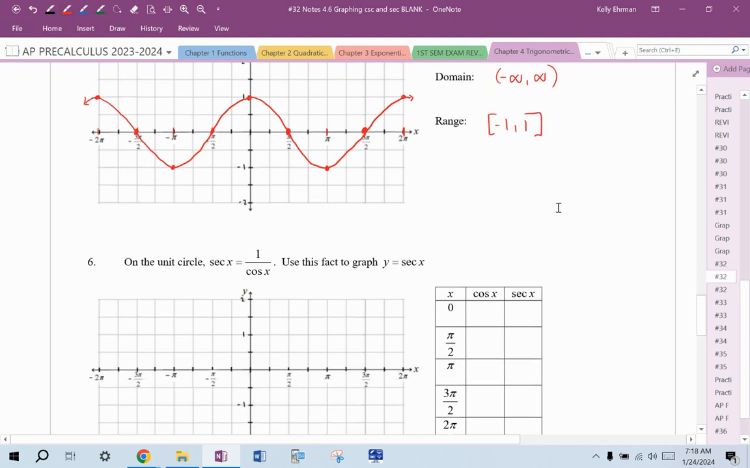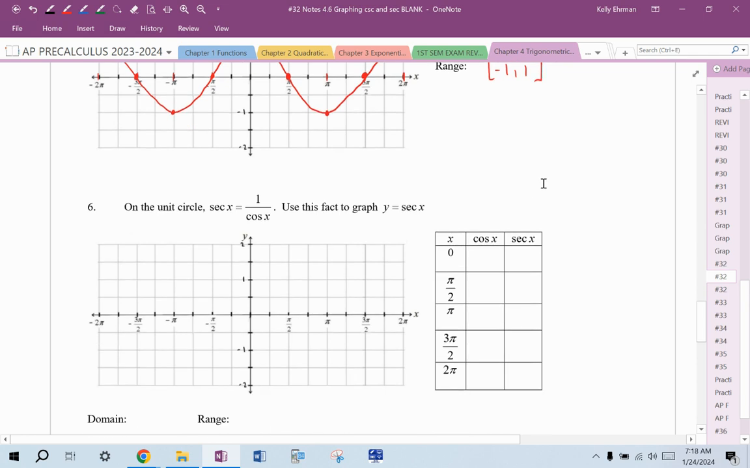To generate the secant graph, let's write down the coordinates for cosine, and then it'll be easier to write down the reciprocal of those values to get our points to plot for secant. So the cosine of 0 is 1, cosine of pi over 2 is 0, cosine of pi is -1, cosine of 3 pi over 2 is 0, and cosine of 2 pi is +1. So for the secant graph, the reciprocal of 1 is 1. The reciprocal of 0 is undefined. The reciprocal of -1 is -1. Reciprocal of 0 is undefined. And reciprocal of 1 is 1.